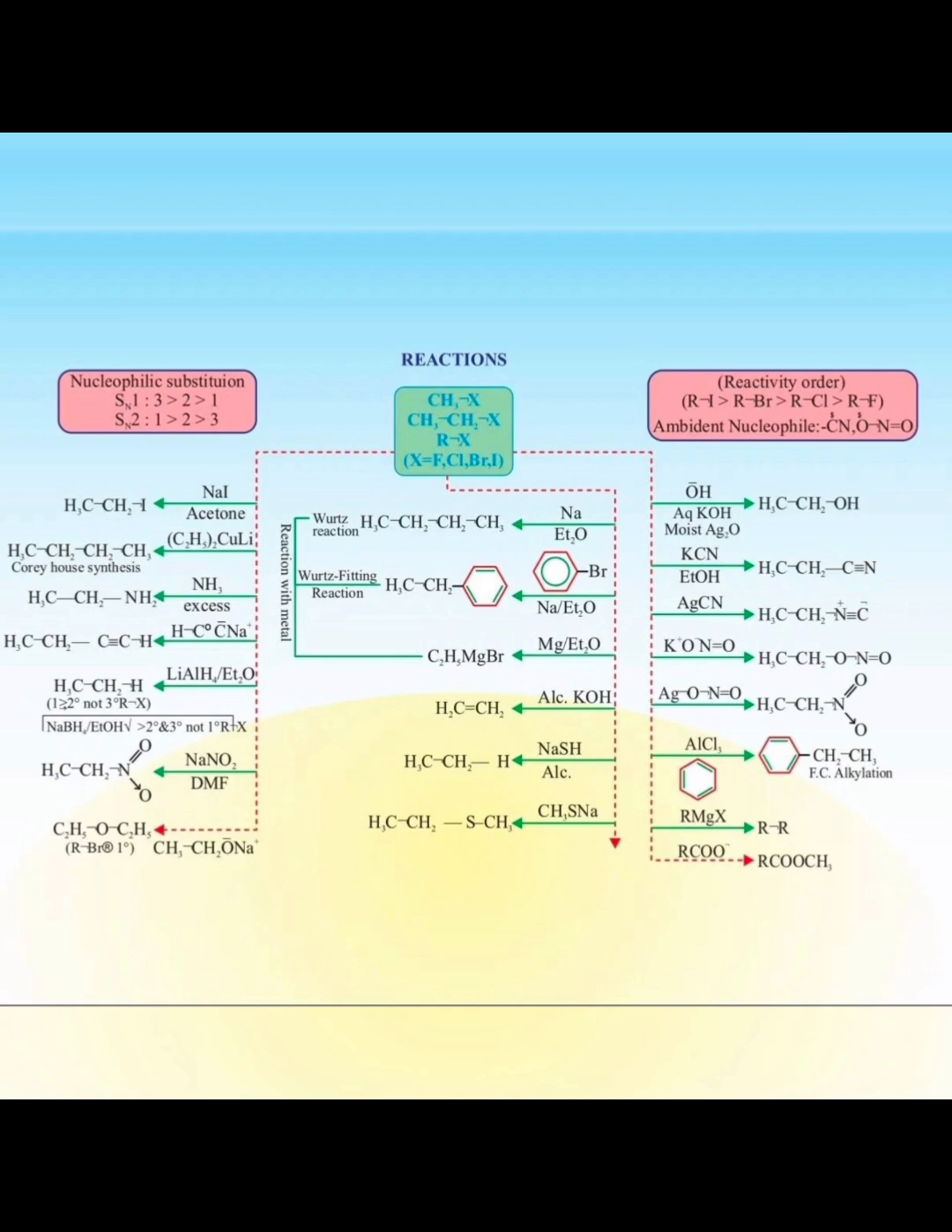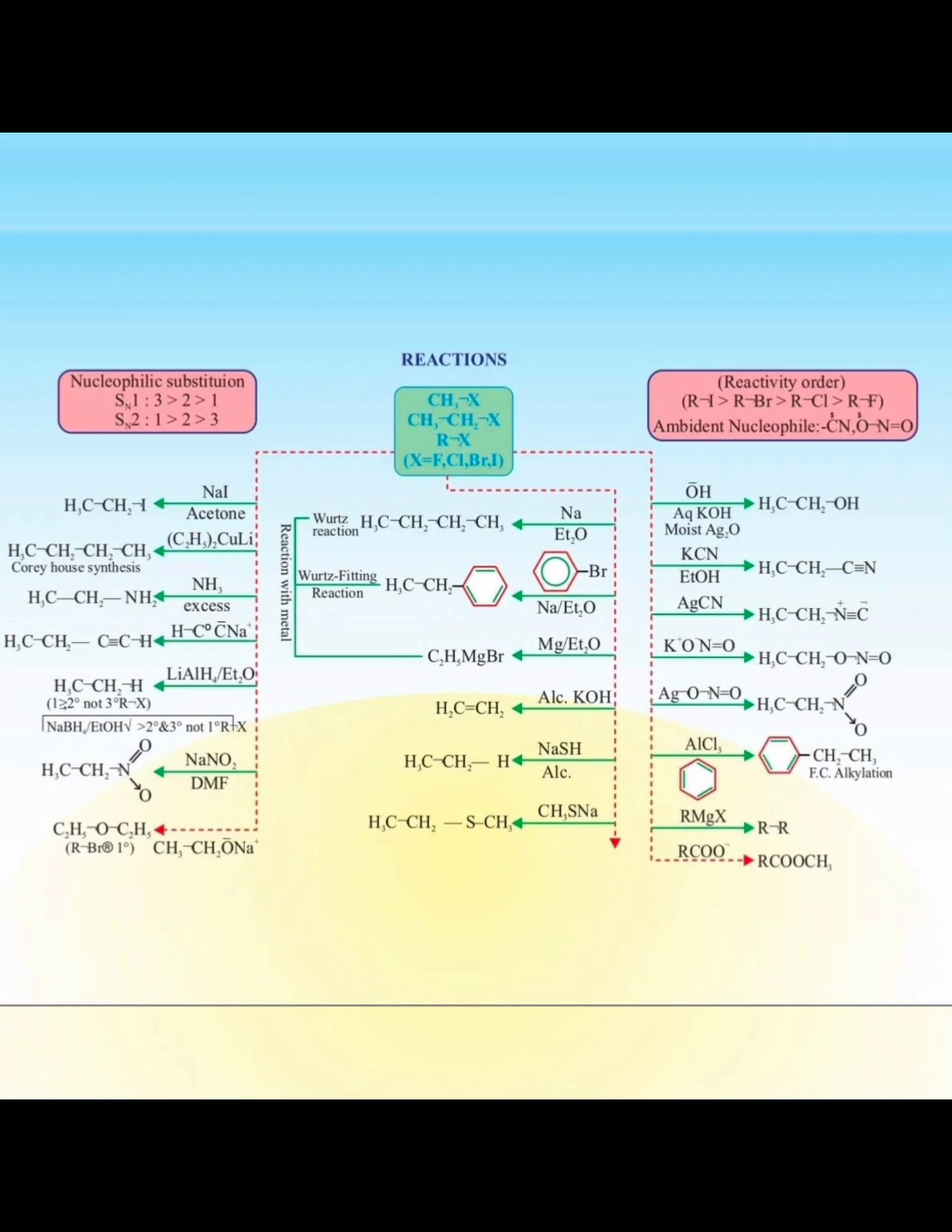Similarly, when alkyl halides react with active metals like sodium in presence of ether, it gives you the corresponding higher alkane as a major product, and that reaction is called the Wurtz reaction. Alkyl halide, when it reacts with bromobenzene in presence of sodium and dry ether as a solvent, gives you alkyl benzene as a major product. This reaction is called the Wurtz-Fittig reaction.